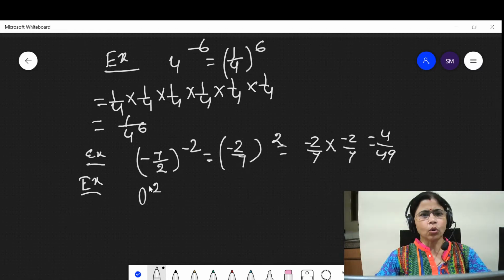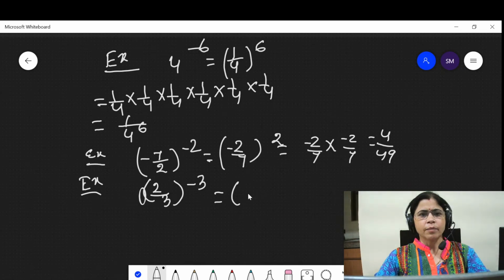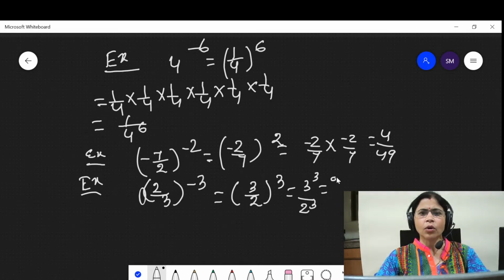Find the value of (2/3) to the power minus 3. This is equal to (3/2) to the power 3, which is equal to 3 to the power 3 upon 2 to the power 3, which is equal to 27/8.